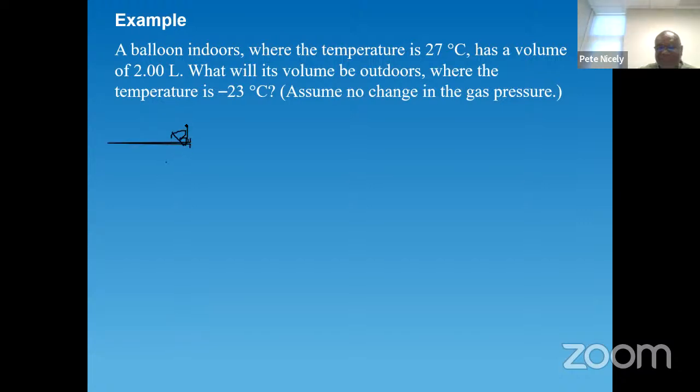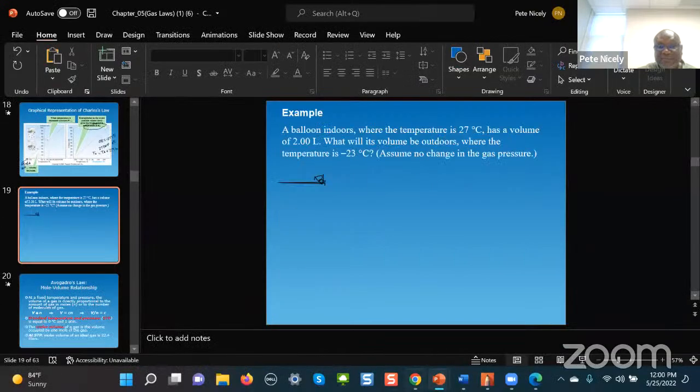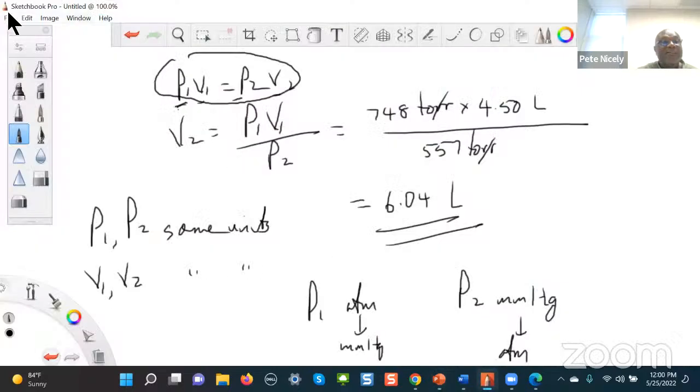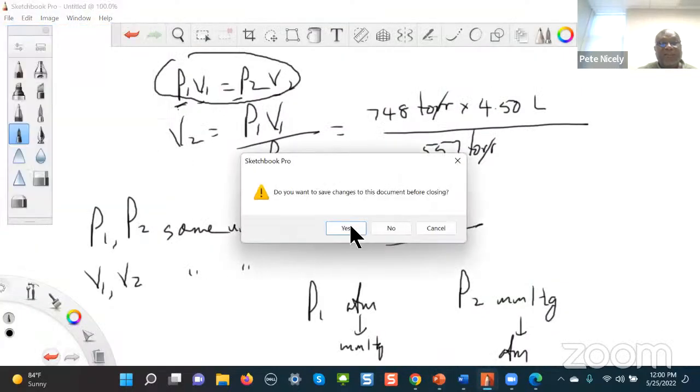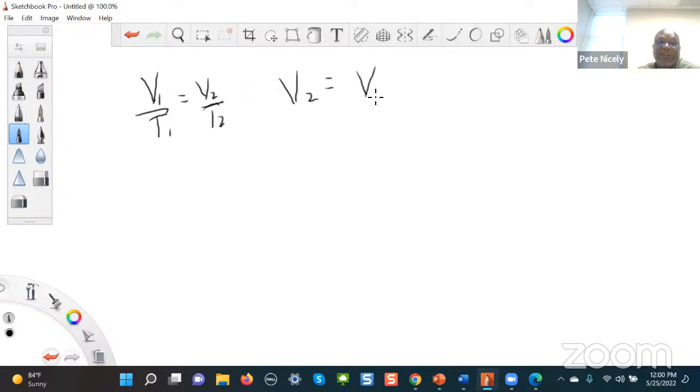V1. You know what? Let me go back to my writing software again. Let me open this here. Okay, so the equation we're going to use here is V1 over T1 is equal to V2 over T2. What this question is asking for is V2, so V2 will be equal to V1 over T1 times T2. And then we put the numbers in. So V1 is the initial volume, which is 2.00 liters, times the final temperature.